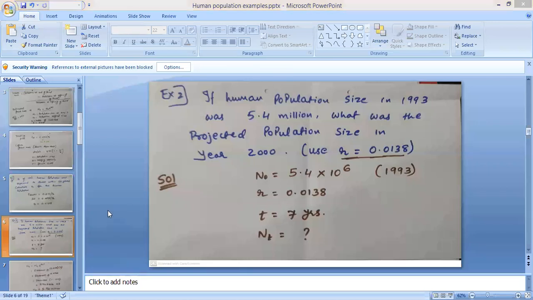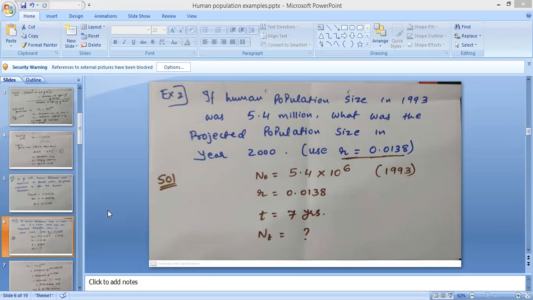Next one is slightly different. If the human population in 1993 was 5.4 million, this is the first value of the population given to us, so I will put N naught. What was the projected population size in the year 2000? r is equal to 0.0138, that is given to us. Time period will be equal to 2000 minus 1993, so t is also given. I need to find the value of Nt, the projected population size in the year 2000.